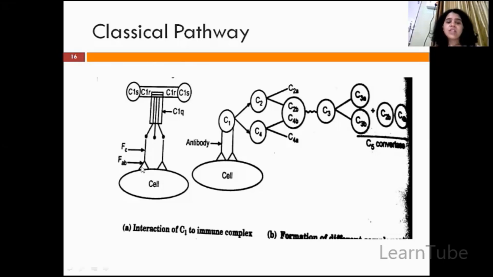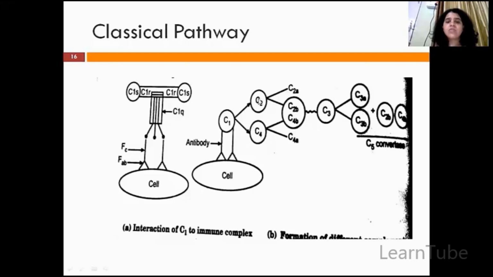Since the antigen-antibody reaction has taken place, this C1 protein, which is made up of 1 C1Q subunit, 2 C1R subunits, and 2 C1S subunits, will get activated. First, the C1Q portion will link to the Fc region of the antibodies, and the C1 will get activated. Once the C1 subunit is activated, it will activate C2 and C4. It doesn't get converted; it activates C2 and C4.